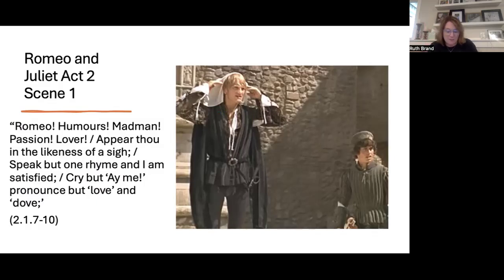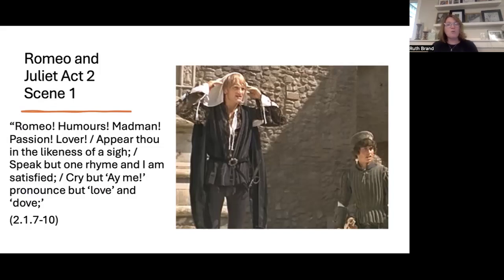I'll conjure him. And he starts saying things like Romeo, that's his name, humors, madman, passion, lover, starting to use emotional language, poetic language. "Appear in the likeness of a sigh." Because Romeo, remember? So in love. "Speak but one rhyme and I am satisfied." Mercutio's making fun of Romeo. Tell us a poem. Give us a poem, right? Like that, if your buddy starts saying that to you, like tell me some poetry, they're making fun of you. That's what Mercutio is doing.